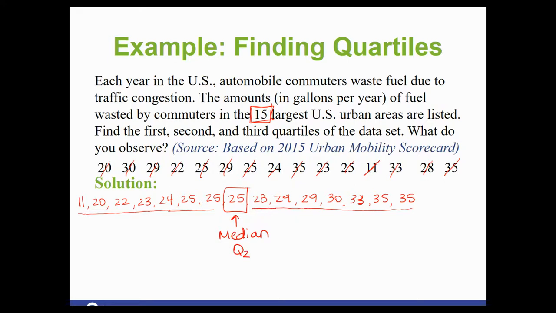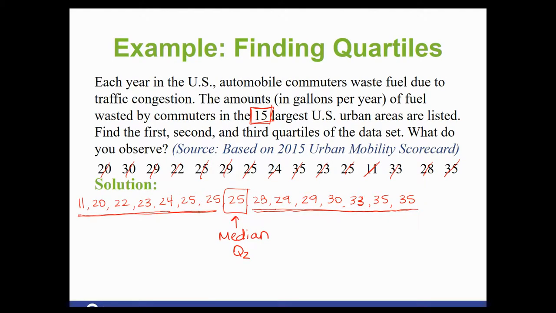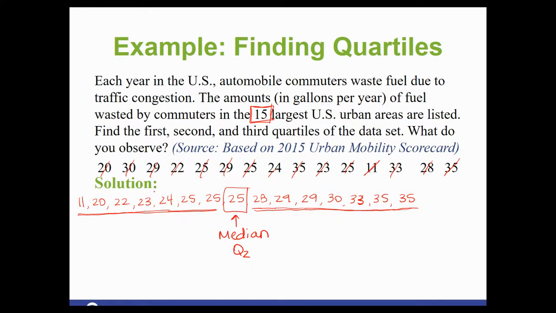Now we need to find Q1 and Q3. What that is, is the median of the first half and the median of the second half. And we do not include the median in finding this. So I'm looking from 11 to 25. There's 7 numbers here. So I want the dead center, which here is 23. That would be the Q1. It is the median of the front half. Same thing on the back half. There's 7 numbers. So the one in the middle is my Q3.